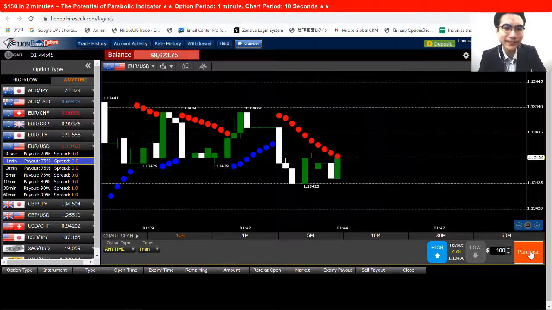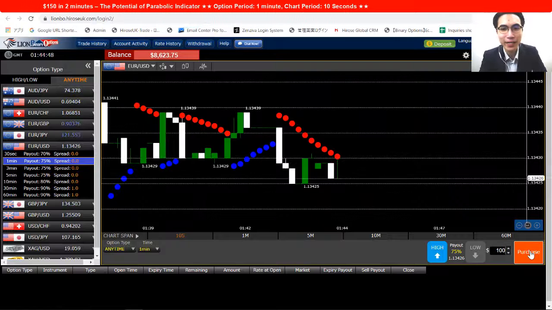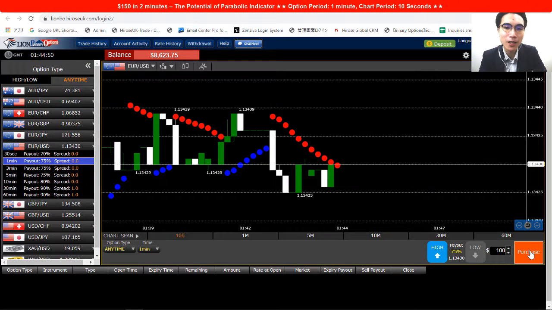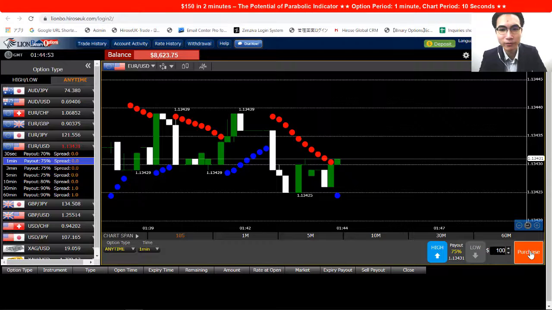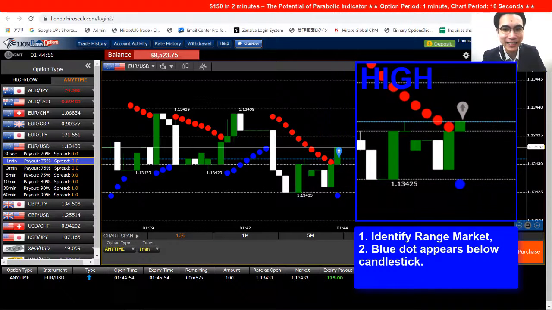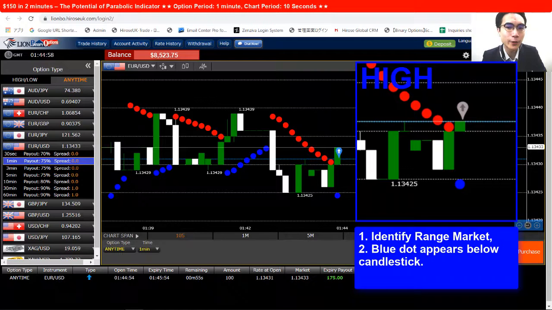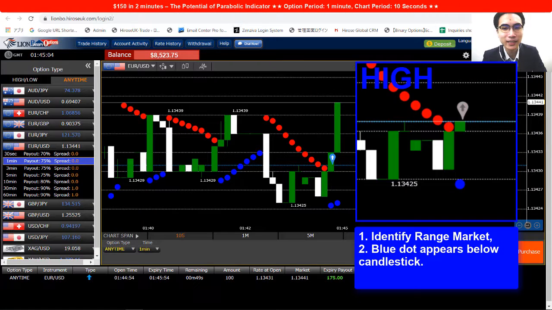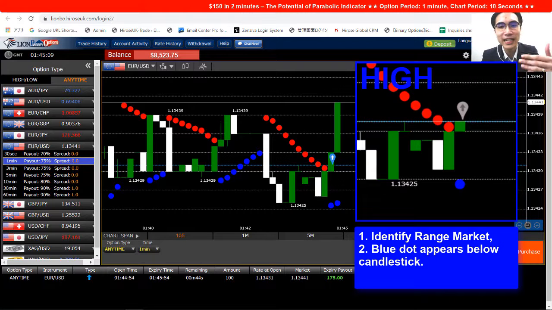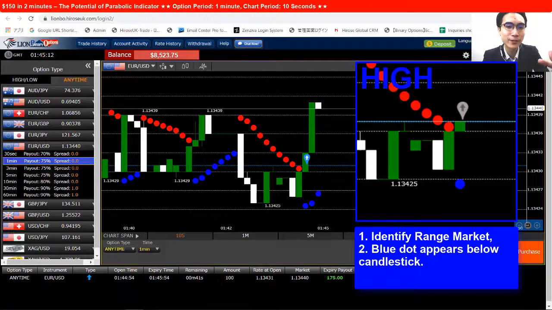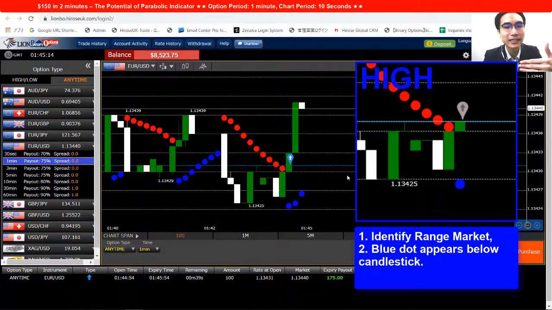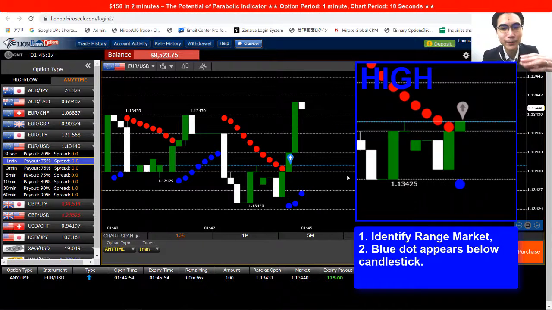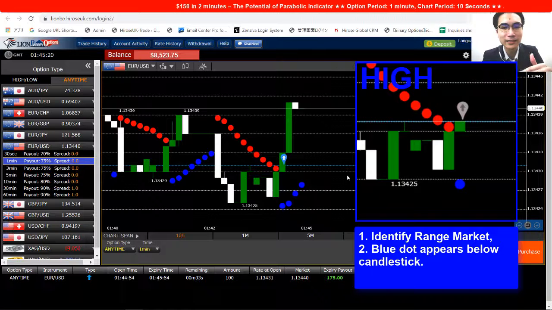Same as usual, let me open the trade first and I will show you how you can do it. Let's wait a bit more. Okay, just place the high here. The timing for you to place high is pretty simple, and all you need to do is pay attention to the dots. For you to open a high position, first you need to confirm the market is in a range market, and then we just need a blue dot to appear below the candlestick, and then we open a high position. Just that simple.